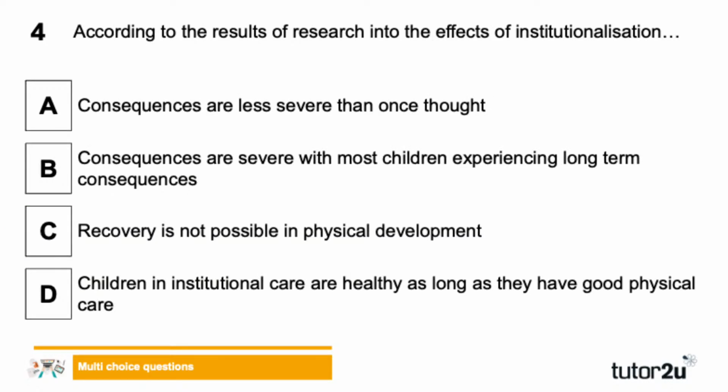Okay, so according to the results of research into the effects of institutionalization, what have we got here? So A, consequences are less severe than once thought. B, consequences are severe with most children experiencing long-term consequences. C, recovery is not possible in physical development. And D, children in institutional care are healthy as long as they have good physical care.